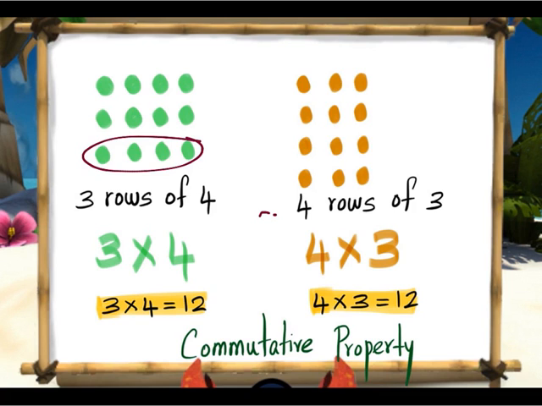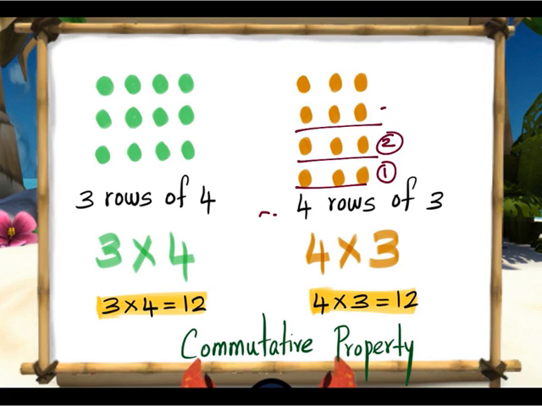Right? So, in the next array, if you see, there are 4 rows of 3. Let me check. So, this is the first row of 3, second row of 3, third row of 3, and fourth row of 3. There are 4 rows of 3. And then the size of each group is 3.